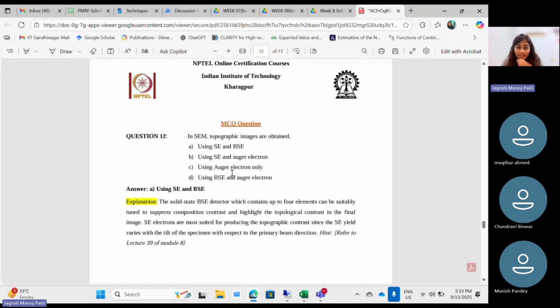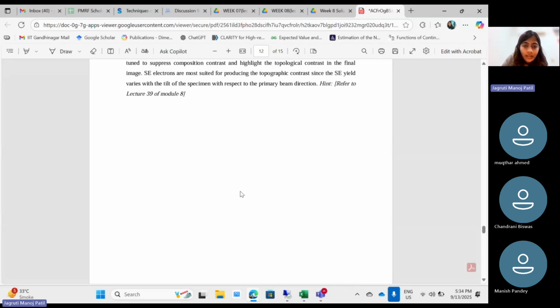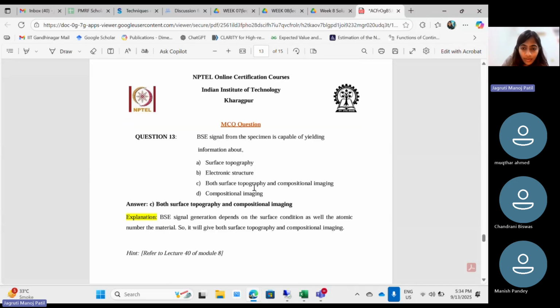Okay. In SEM, the topographic images are obtained using what? So this is nothing but both of these, the first ones, because all the others will come from deep down below, so those won't be utilized. So topography is something where you can also get some information from some depth, but not that deep. You cannot go beyond the morphology that you're trying to extract.